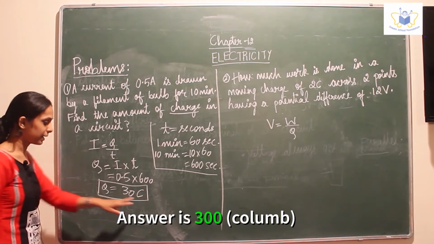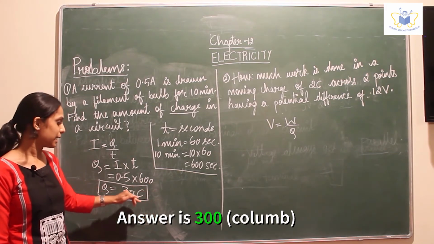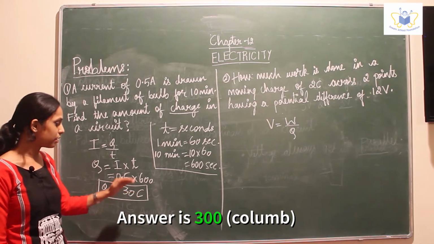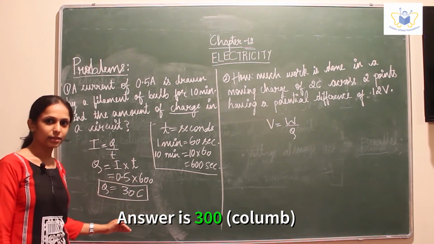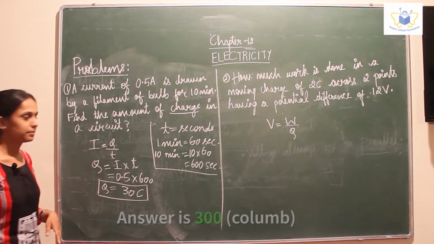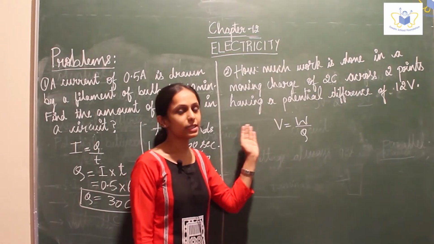You don't have to write the complete coulomb. You can just write C, capital C. So, coulomb. I hope you are all clear with this problem. Ready? Please copy down. Okay, let us go to the second question.